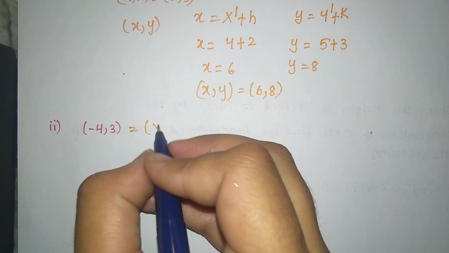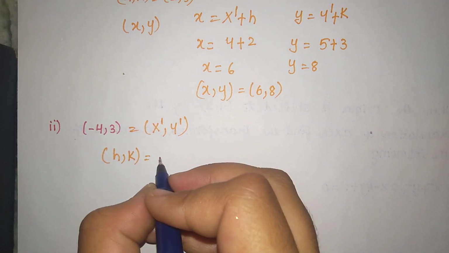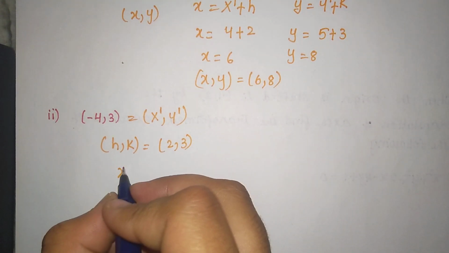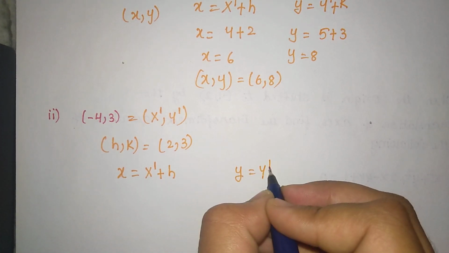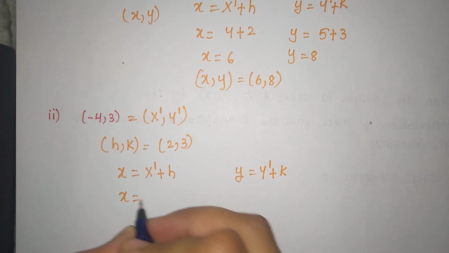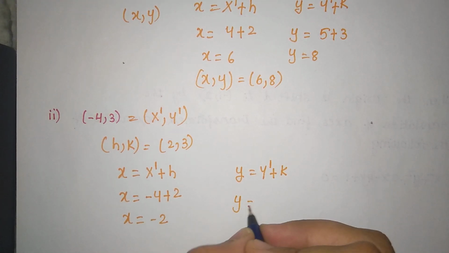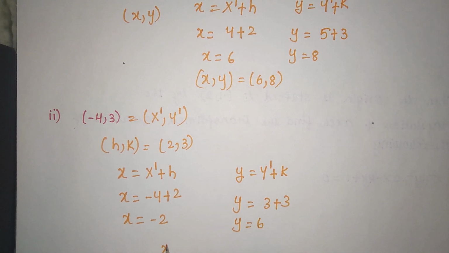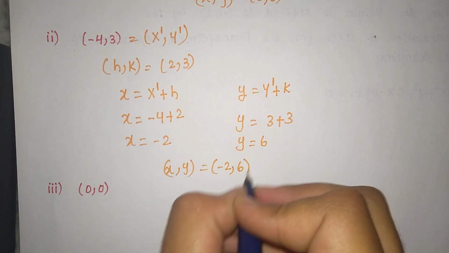So they have given the new axis, and in the question they have given the shifted origin. What is the shifted origin? 2 comma 3. Okay. So you have to find out small x is equal to capital X dash plus h. Small y is equal to capital Y dash plus k. Small x, what is small x? We don't know. We have to find out. Minus 4 plus 2. Small x is minus 2. Y is equal to 3 plus 3. Y is equal to 6. So small x comma small y are minus 2 comma 6.